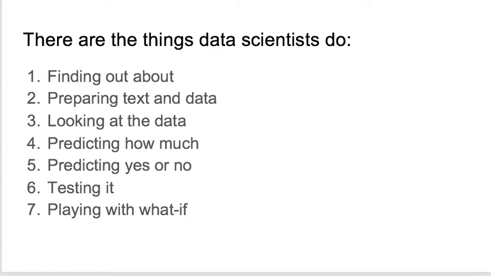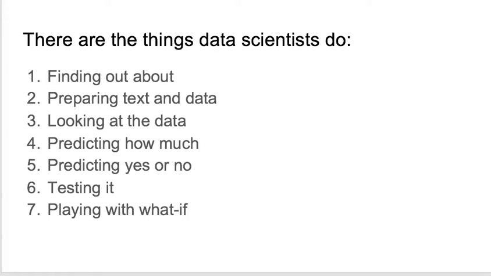There are several things that data scientists do. Firstly, finding out what the question is about. Secondly, preparing text and data. Thirdly, taking a look at the data. Fourthly, predicting how much. Fifthly, predicting yes or no. And sixth, testing it. And last, playing with what if.